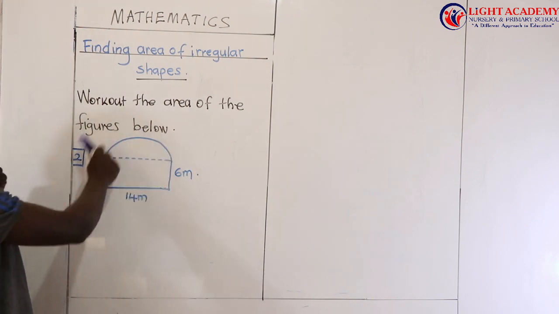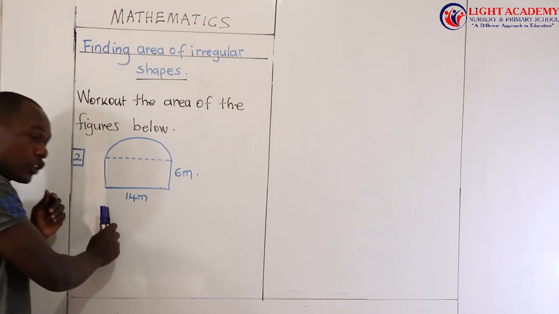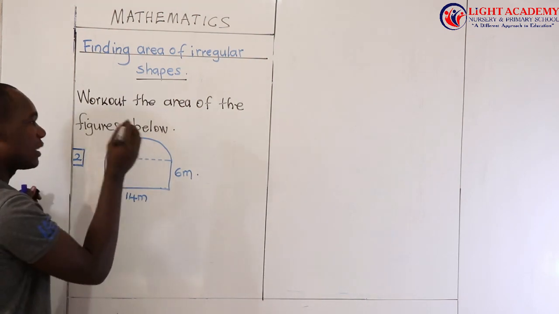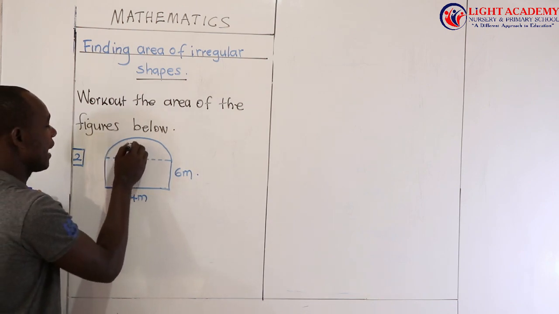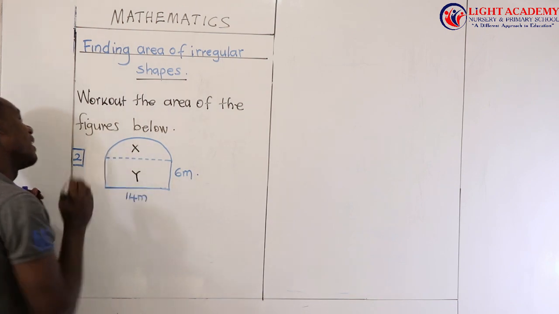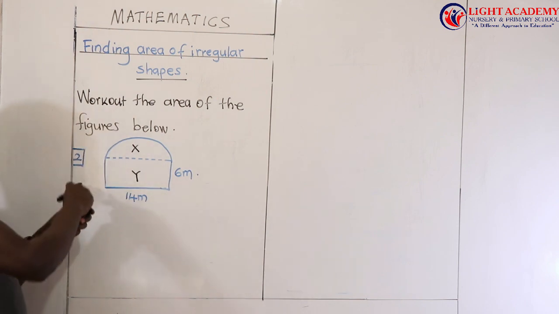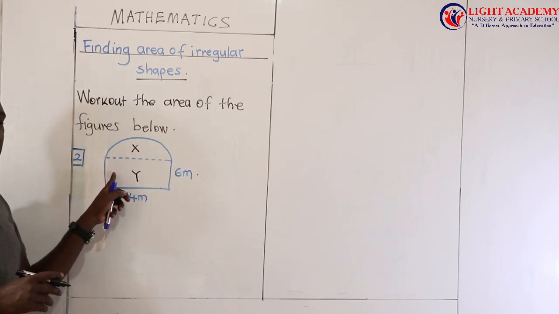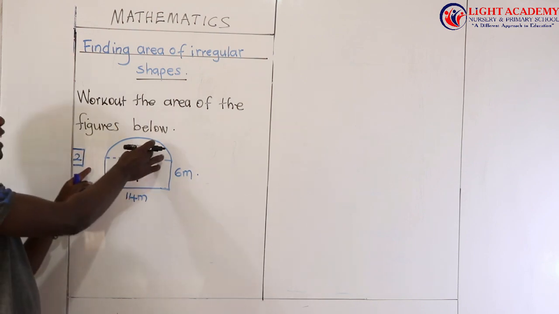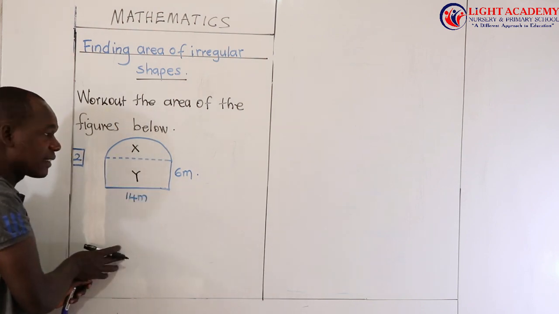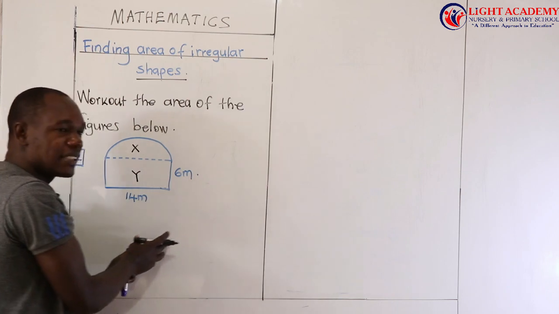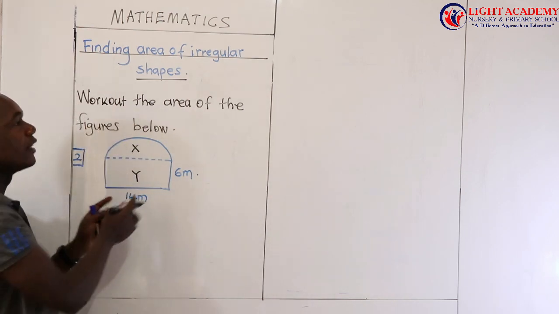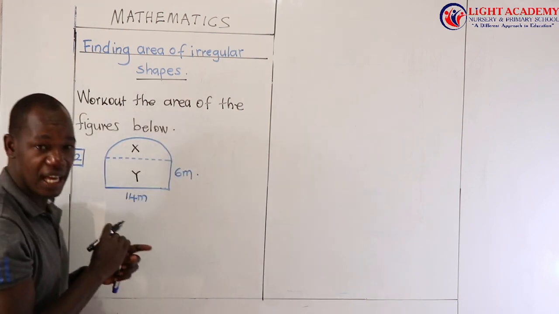So to work out the area of this question in number 2, you must now name the upper part. Let's use X and Y this time around. The upper part is X, the lower part is Y. In actual sense, our X is a semicircle and our Y is a rectangle. So you have to work out the area of the semicircle, get the answer, work out the area of the rectangle, get the answer, and add the area of the two parts to give you the area of this irregular shape.